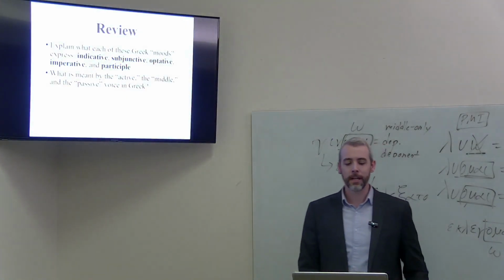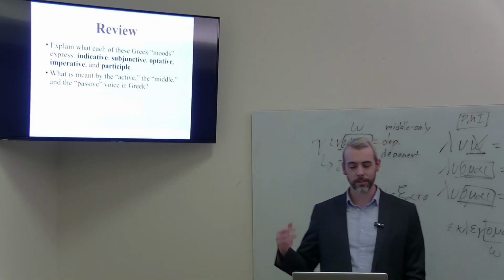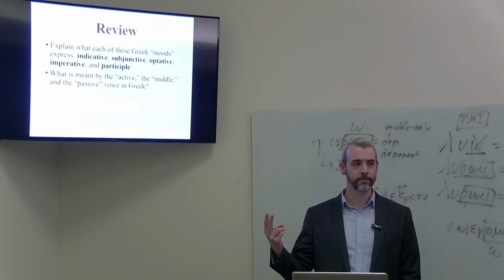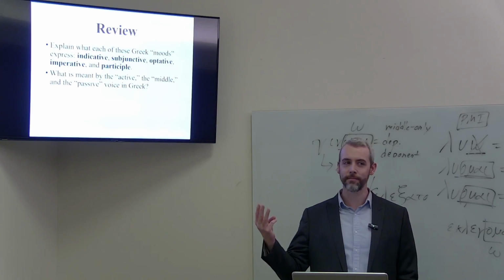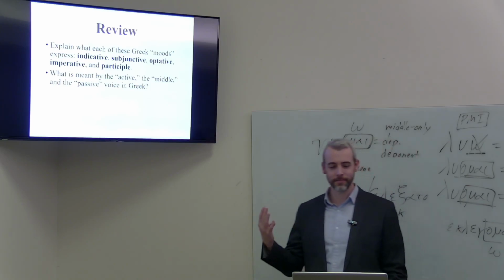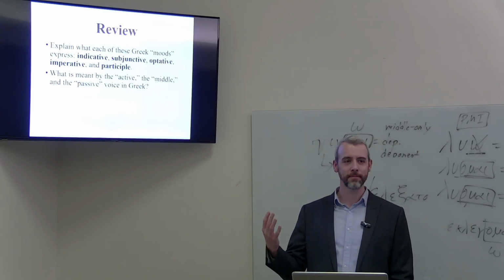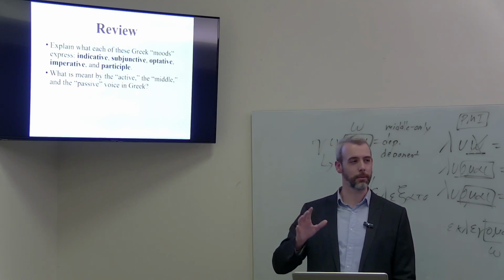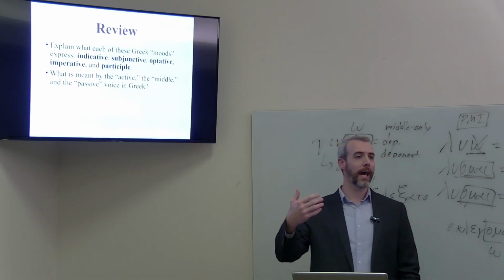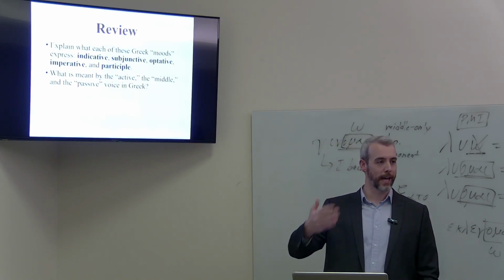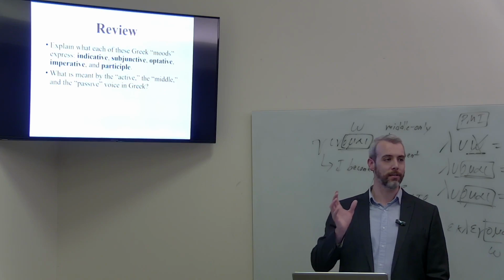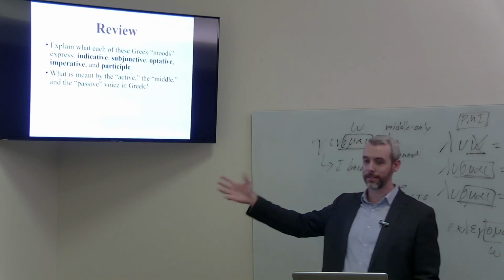All right. Explain what each of these Greek moods express. Indicative, real. Subjunctive, possibility. Optative, wish, yeah, less possible, wish. Imperative, command. Participle. It's not actually a mood, but I'm putting it in with moods. It's a verbal adjective. It's a verb that's acting as an adjective. It's describing either a noun or an unexpressed person, or it's being used adverbially to describe the circumstances in which someone is doing something.